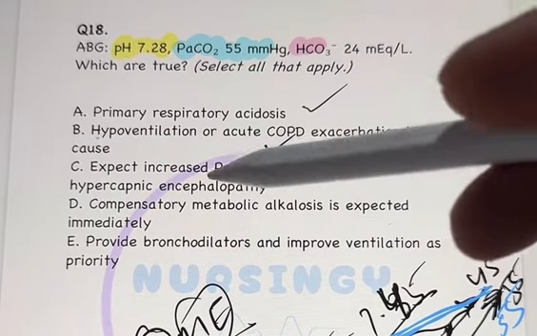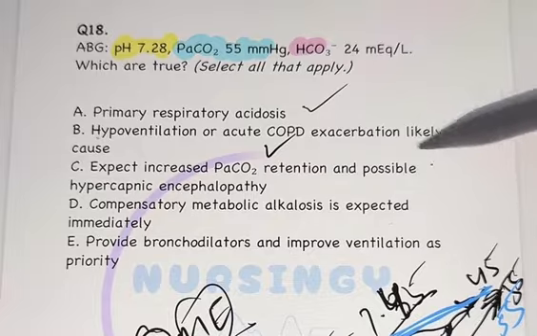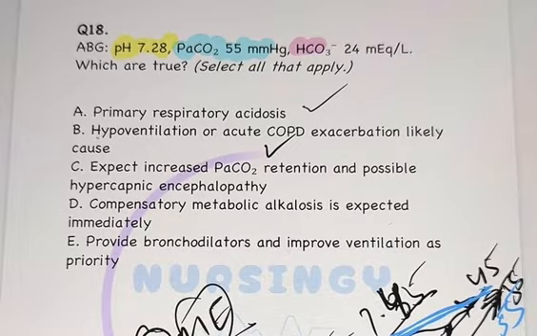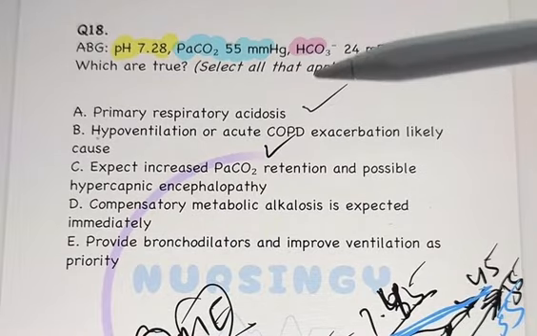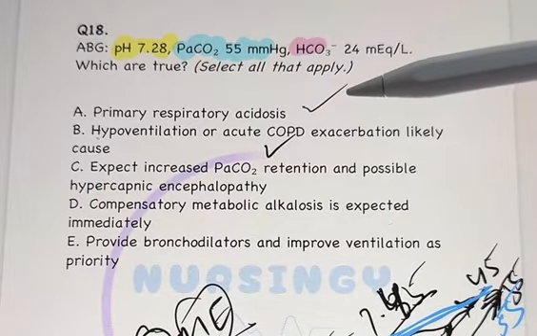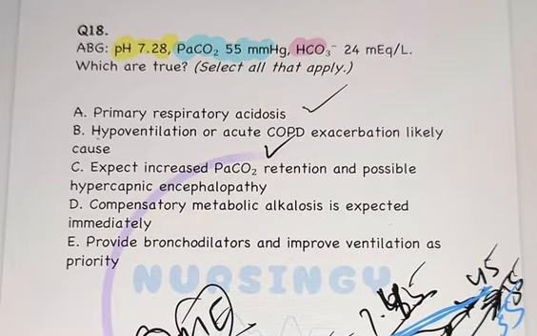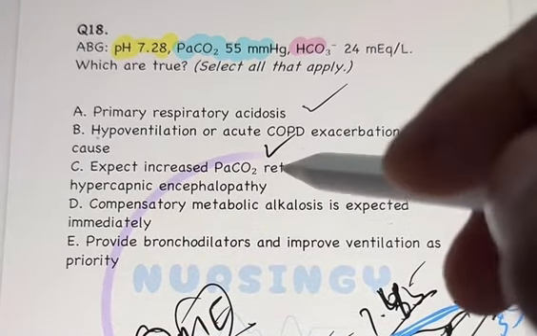Patient expected to have increased PaCO2 retention, and possible hypercapnic encephalopathy. Is C correct? Yes, because we are retaining too much carbon dioxide in our body, and that will have a narcotic effect on the brain. With hypercapnic encephalopathy you will see confusion, lethargy, coma, everything, due to high CO2.